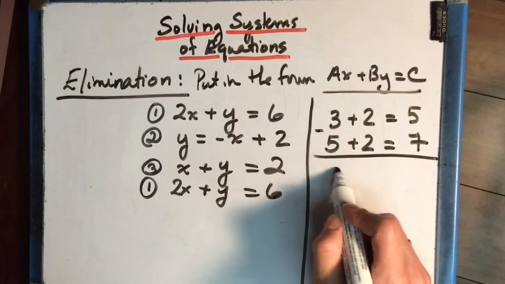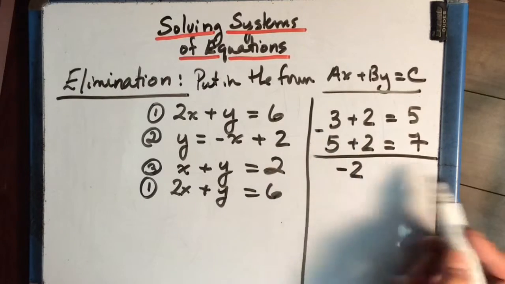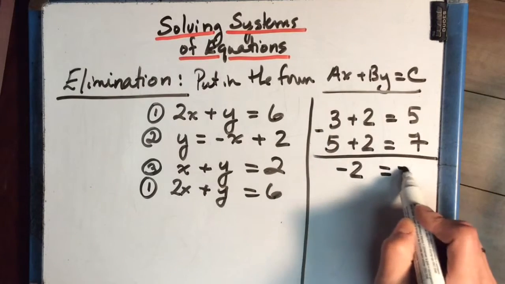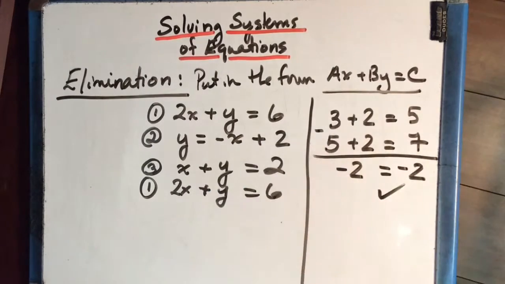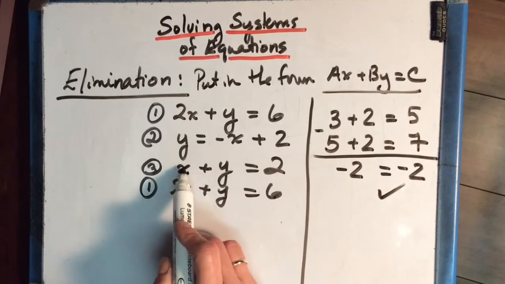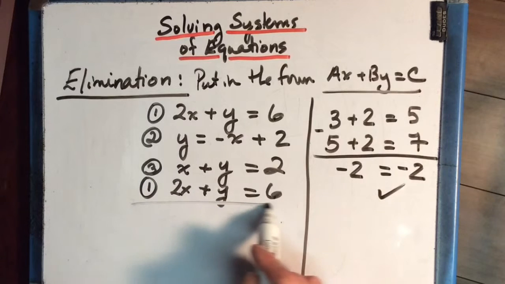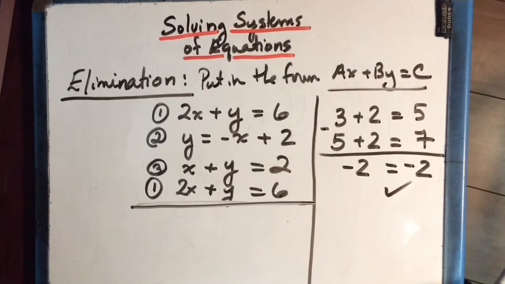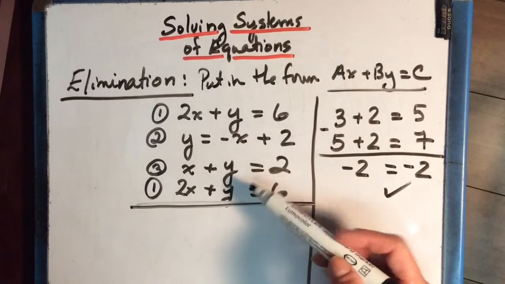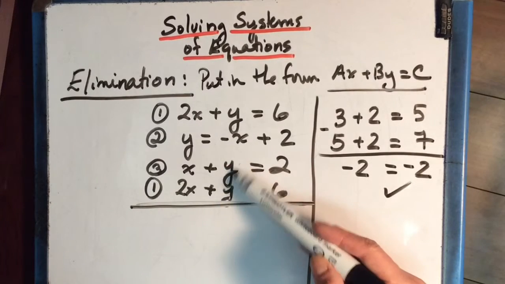3 minus 5 is negative 2. 2 minus 2 is 0. 5 minus 7 is negative 2. This works, and this is mathematically correct, and you can all agree with this. So I'm going to do the same thing here. I'm going to eliminate one of my variables, and as you can see, the one that can be easily eliminated is this y.